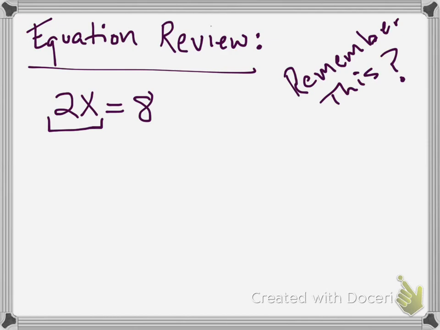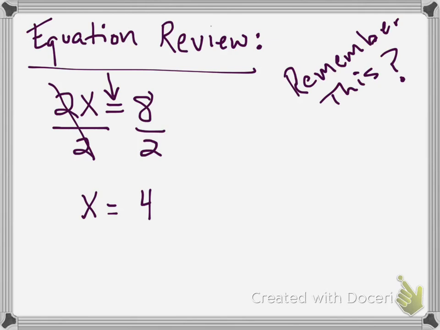Since these are being multiplied by each other, we would do the opposite operation to solve, and that means we would divide. So I would divide this by 2, and we always divide by that coefficient out front, the 2. And these 2's will cancel, leaving me with just x on this side. But we have an equal sign right here, which means that whatever we do to one side, we need to do to the other side in order to keep things equal. So that means I need to divide the 8 by 2. And when I divide 8 by 2, I find that x is equal to 4.